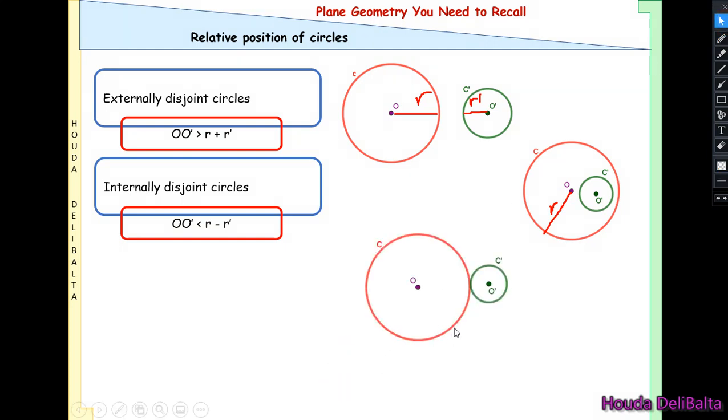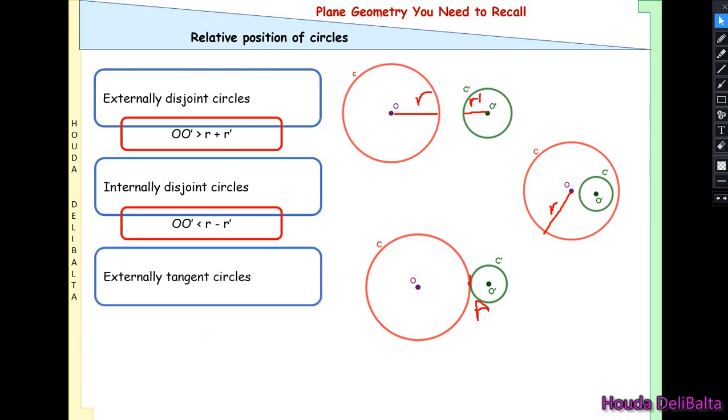Now let's see what we have also. Here are two circles that are intersecting at just one point. You can see it here. That's the point of tangency, of course. So let's mark it. That point of tangency, let's call it A, for example. These are called externally tangent circles. And the distance between O and O prime is exactly equal. Look at it. That's the big radius, and that's the small radius.